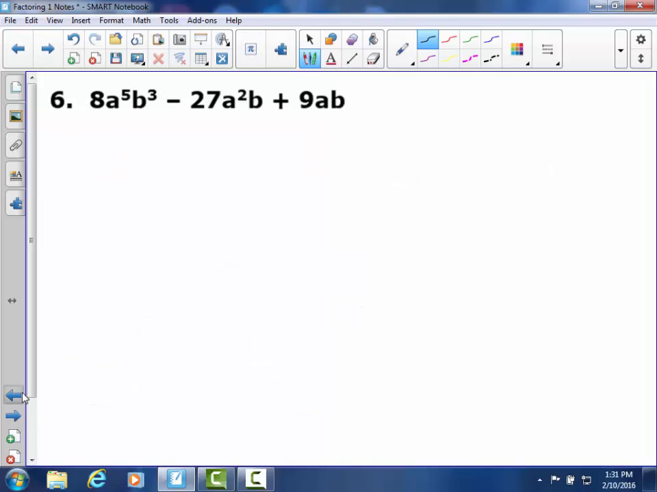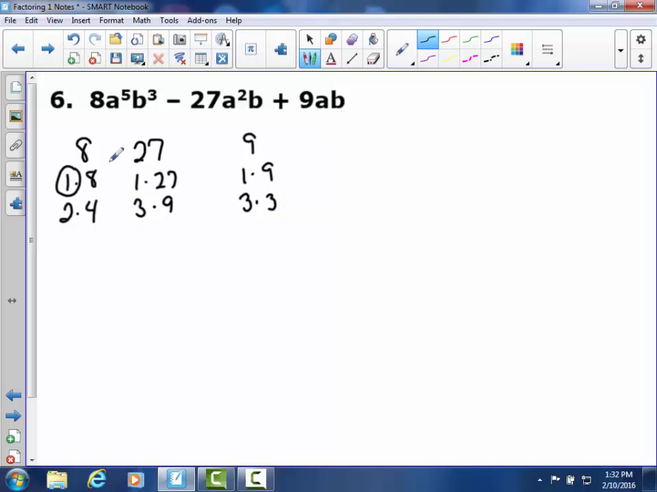All right. So here we have 8, 27, and 9 as our coefficients. So we're going to write those down. 8, 27, and 9. And 8 is 1 times 8, and 2 times 4. And that's it. 27 is 1 times 27, and then 3 times 9. And that's it. And 9 is 1 times 9, and 3 times 3. Okay, so here's the deal. The only number they have in common is 1. So, since they only have 1 in common, that's all we can take out.